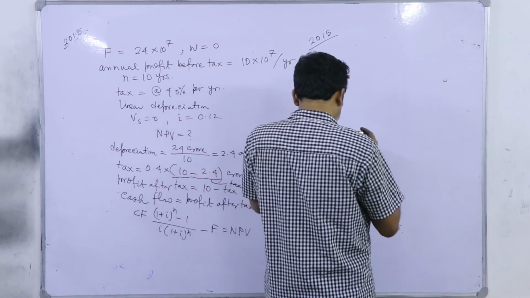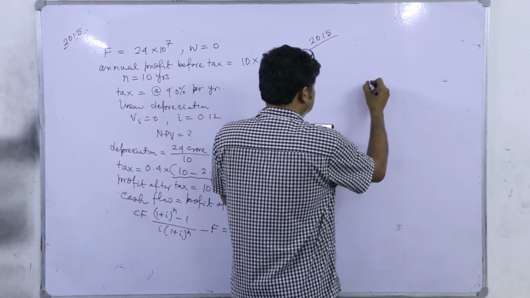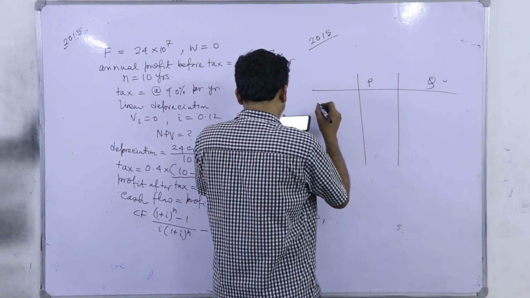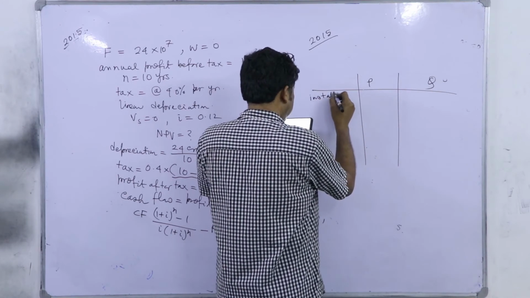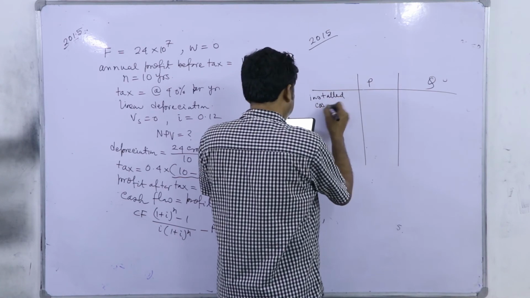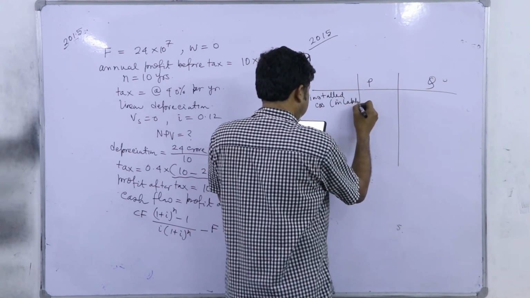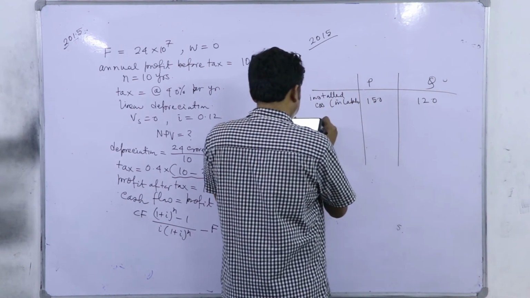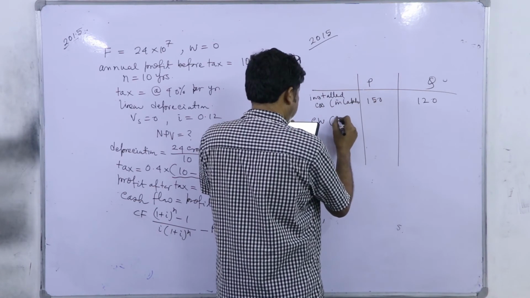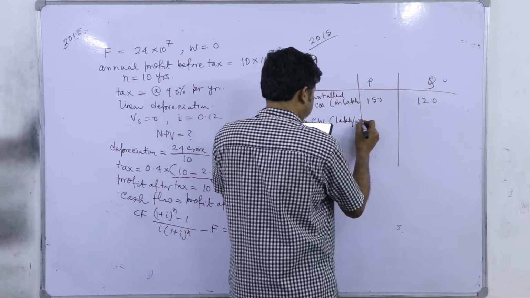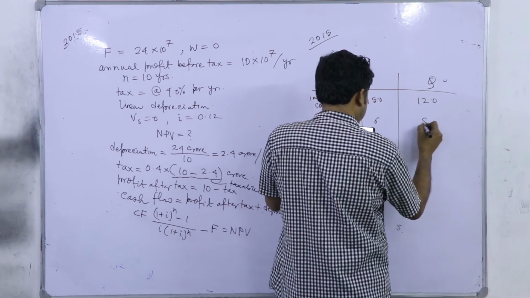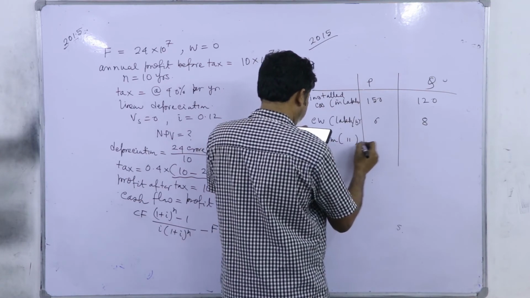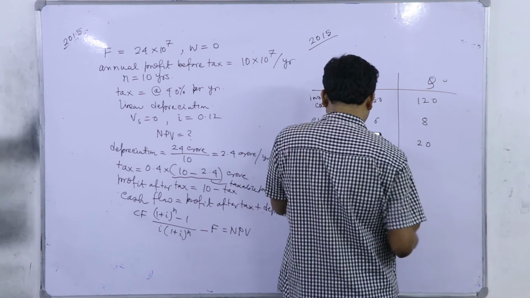So, there is another problem. There are two options, option P and Q. The installed cost in lakhs is 150 and 120. Cooling water cost in lakhs per year is 6 and 8. Steam cost in lakhs per year is 16 and 20, right.